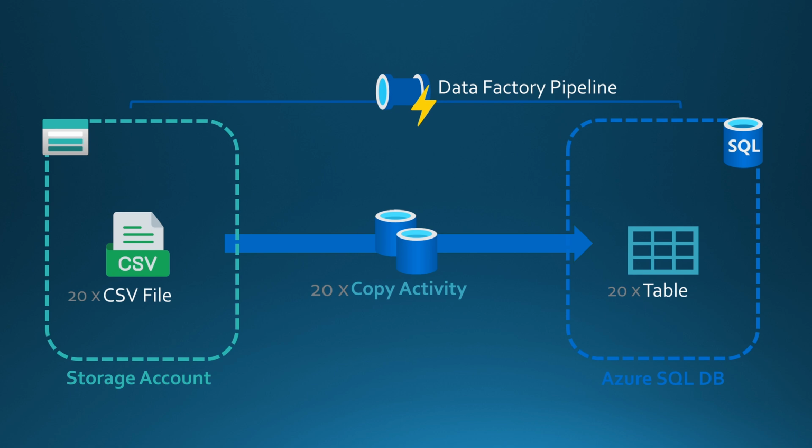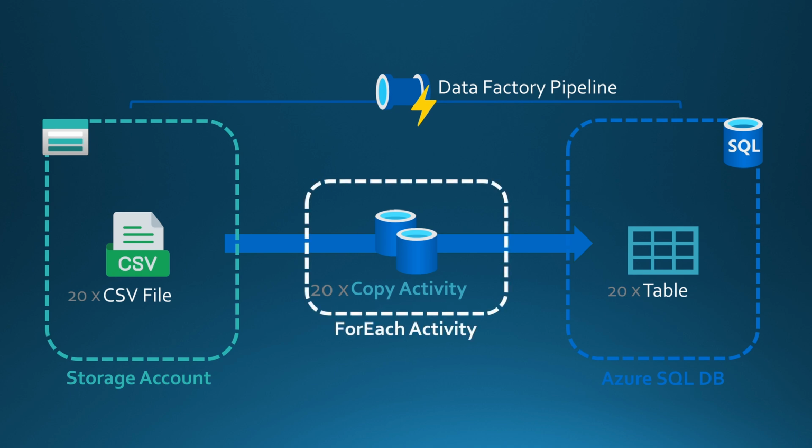We can wrap this copy activity into a Foreach activity and then only have one copy activity that we will loop through several times, in this case 20 times. Now let's check out in more detail how this Foreach activity works in the Data Factory.